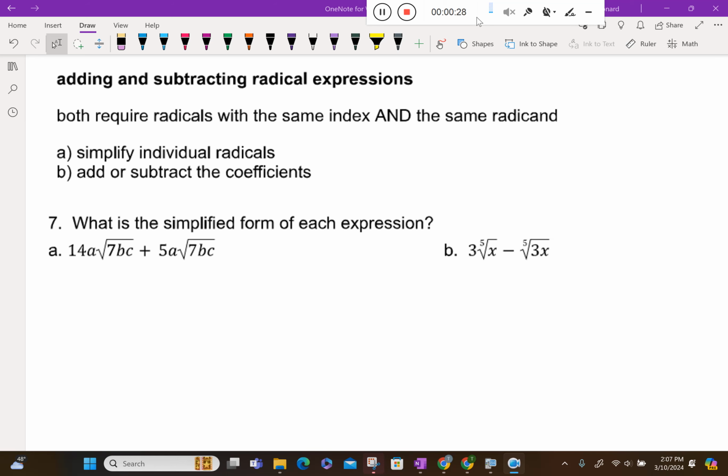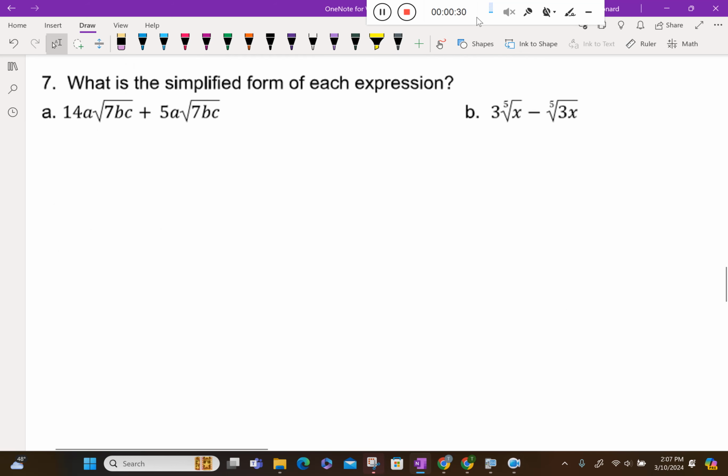We're asked, what is the simplified form of each of these two expressions? Well, notice in the first one, our variables are a times the square root of 7bc. And in the second part of the expression, we also have a times the square root of 7bc. So we have the same index, the square root, and the same radicand, 7bc. Additionally, we have the same variable coefficient.